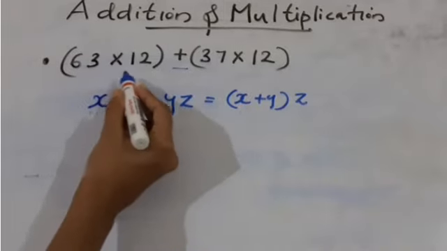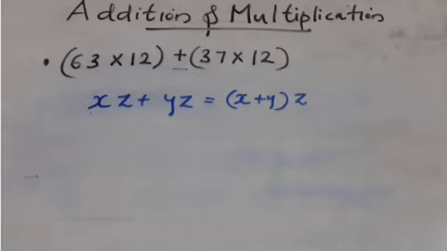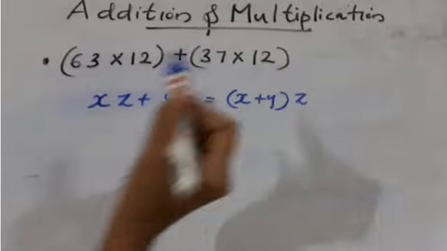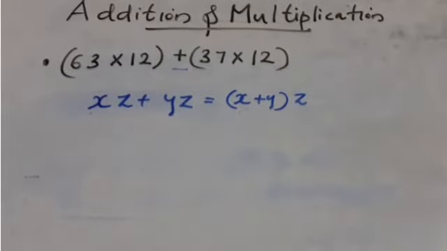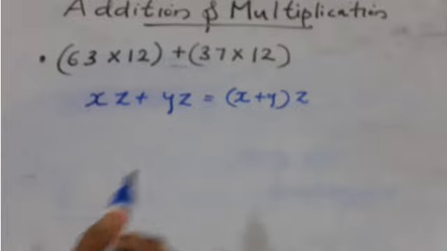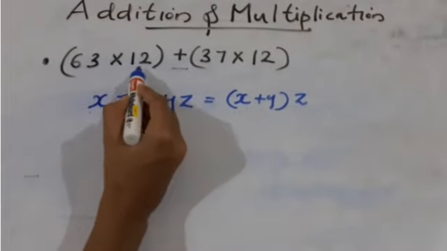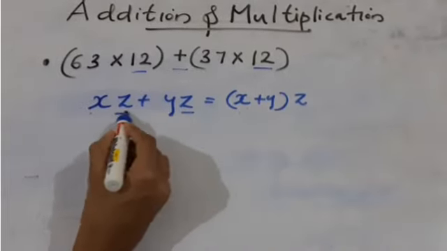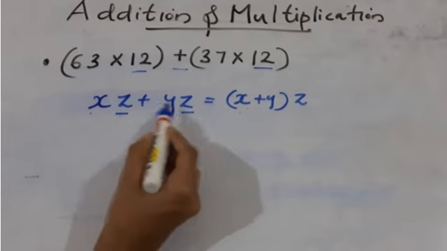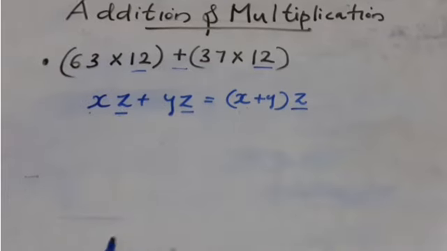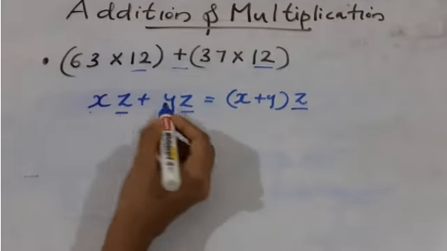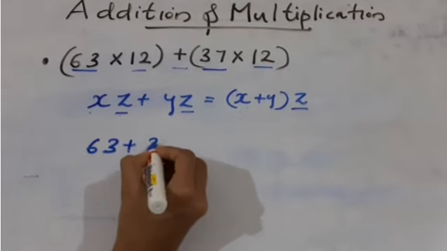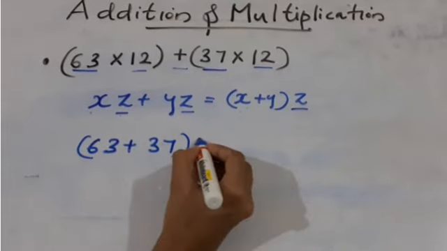So here 63 into 12 plus 37 into 12, no need to multiply this and after that multiply this and add. Instead of that, we know that x plus y into z is correct. So what is the common here? 12 is the common, that is z. In both cases the z is common. So likewise this is x, this is y. So 63 plus 37 into 12.